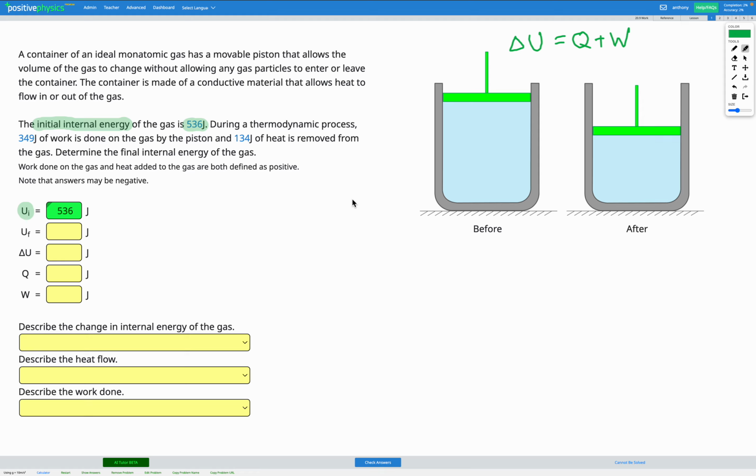Next, it says that during a thermodynamic process, 349 joules of work is done on the gas by the piston. Now, to remind ourselves, work done on the gas is defined as positive. So that means we're going to have positive 349 joules of work, because that's work done on the gas by the piston, which we can see here. The piston pushes in on the gas, doing work on it. So our work done is going to be 349.